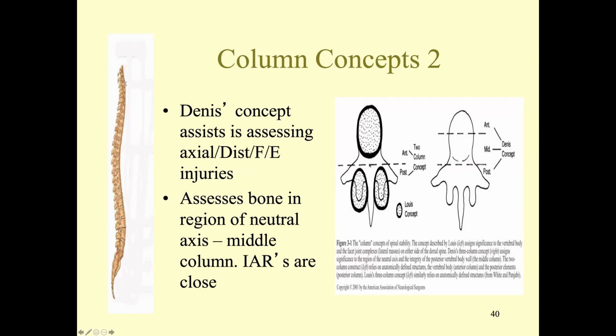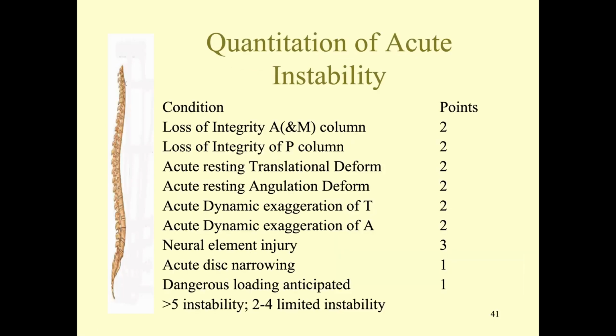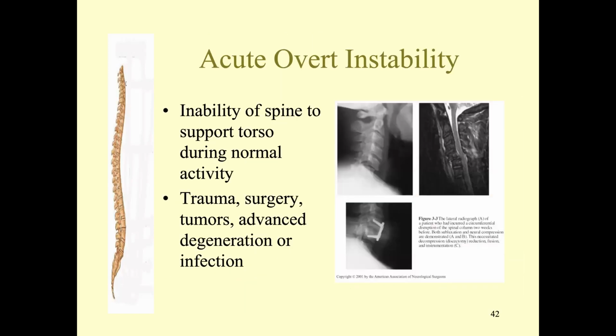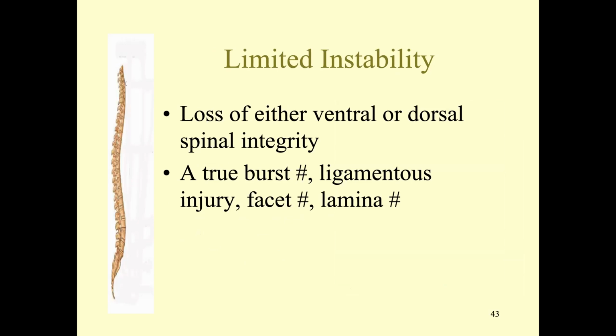Whichever concept you use, I use this three-column concept, and it works very well. Or you can map it onto the latest AO, which also works quite well. Especially in thoracolumbar injuries, or even for tumor, they have a classification now, the neoplasia stability score. So this is the White and Panjabi, it's quite cumbersome, big. You can't do that. Then there is acute overt instability, and limited instability, usually a true burst fracture, ligamentous injury, facet fracture. They are all limited instability problems.